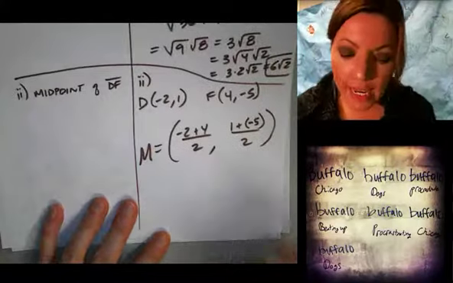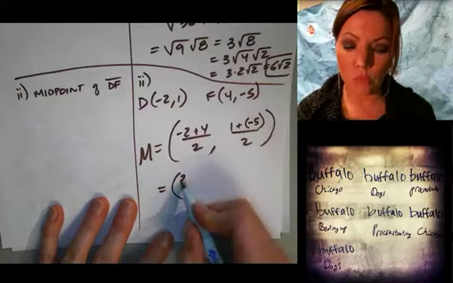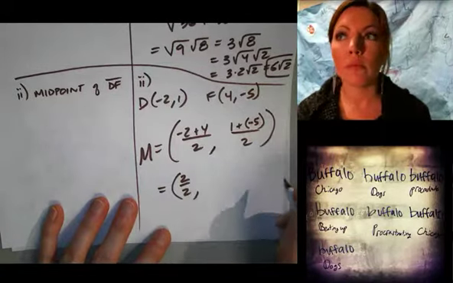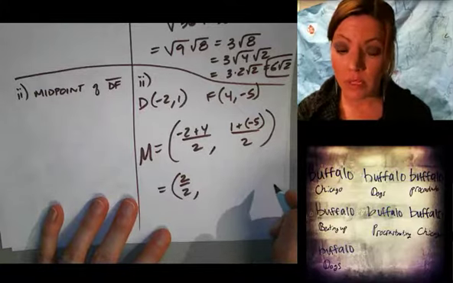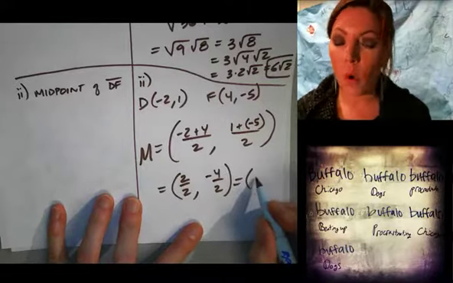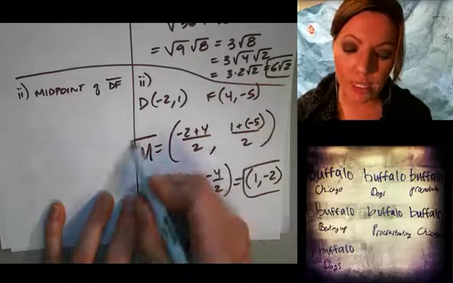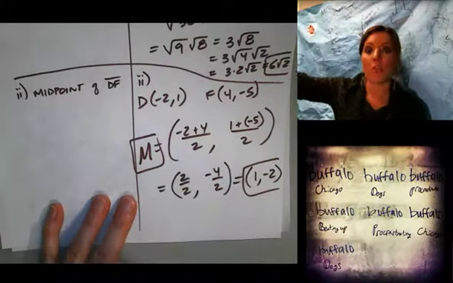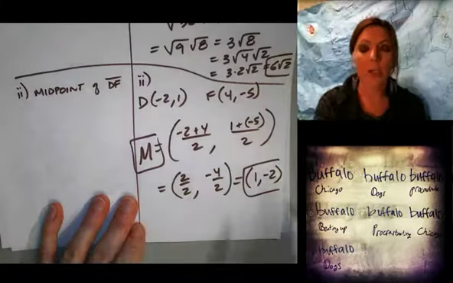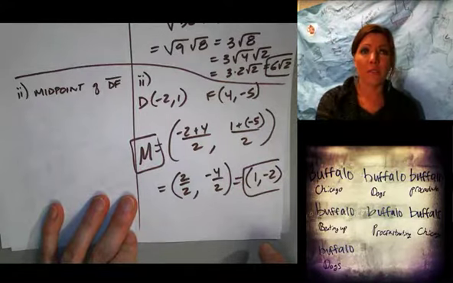Okay, so -2 plus 4 is what? 2. Good. And 1 plus -5 is? That's -4. Okay. 2 divided by 2 is? 1. -4 divided by 2 is? -2. So the halfway point between those 2 points, if we were to put those points on a graph and then draw the midpoint, it should be right in the exact middle of the other 2. Questions? They're relatively straightforward?